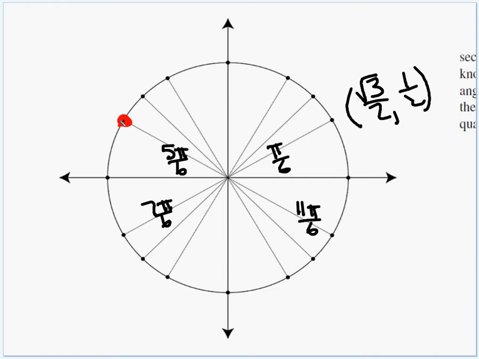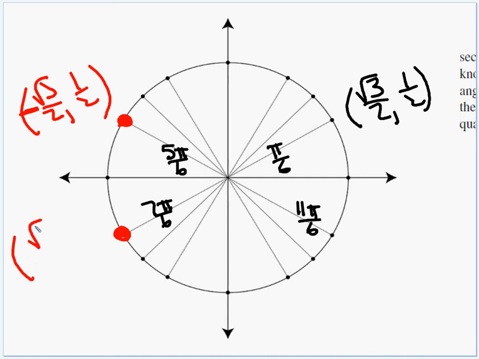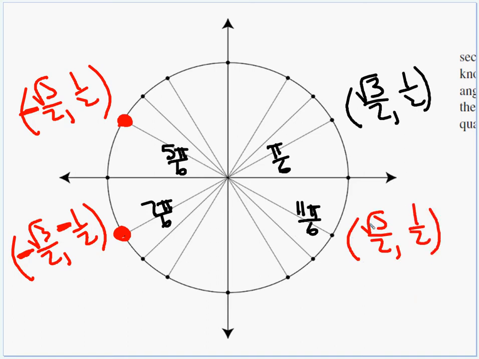I'll switch to red ink over here. This is going to be a root 3 over 2 comma 1/2, but here the root 3 over 2 is negative because our x values are negative in quadrant 2. Down here in quadrant 3, it's the same point, root 3 over 2 comma 1/2, but now the x is negative and the y is negative, so those are both negative values. If we work our way over here to quadrant 4, the point is still root 3 over 2 comma 1/2, but now the root 3 over 2 stays positive, and that 1/2 is now negative.